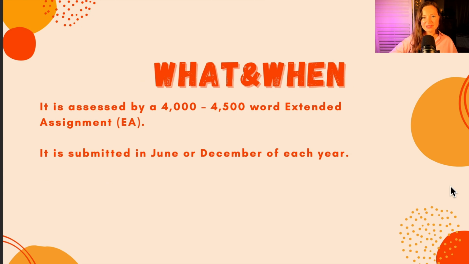Now it's time to have a look at what and when. It is assessed by a 4,000 to 4,500 word extended assignment, or EA for short, and it means that you cannot write less than 4,000 or more than 4,500. Otherwise, you will be penalized. It is submitted in June and December of each year, so you have 2 occasions when you can submit your written assignment.